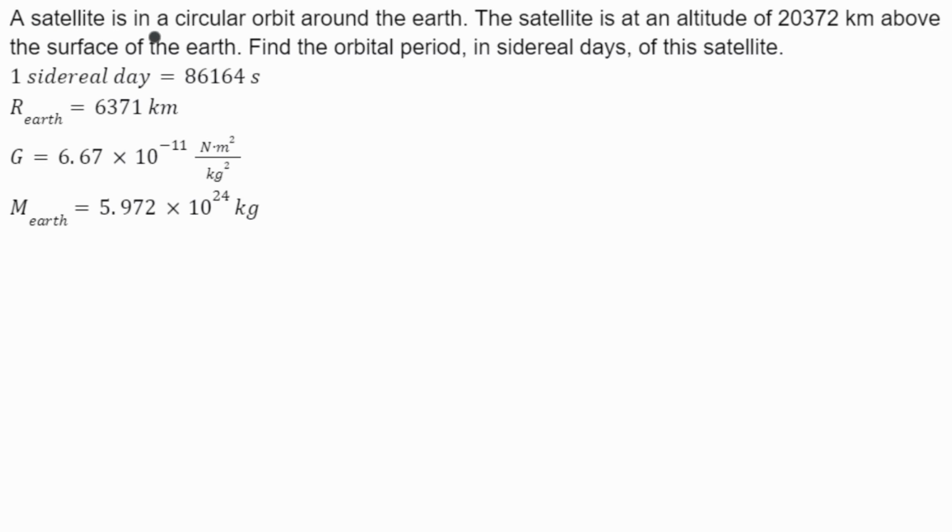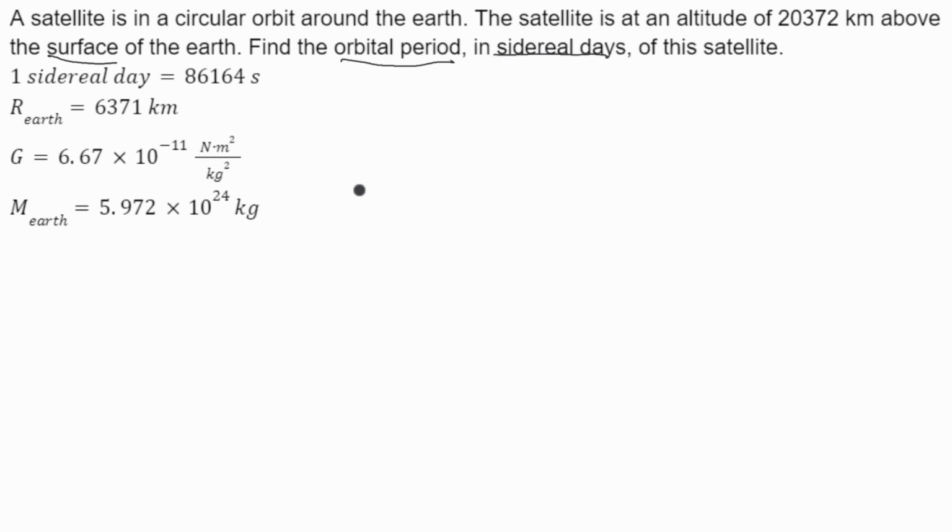In this problem, we have a satellite that's in a circular orbit around the Earth. The satellite is at an altitude of 20,372 kilometers above the surface of the Earth, which is very important, and I'll get to that later. We need to find the orbital period in sidereal days of the satellite, which just means that we're going to have to convert our final answer.